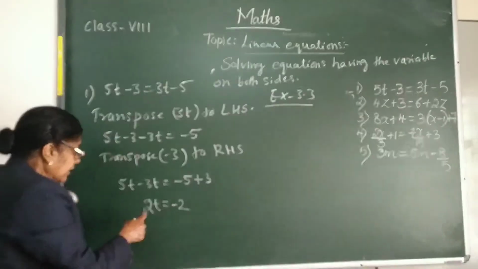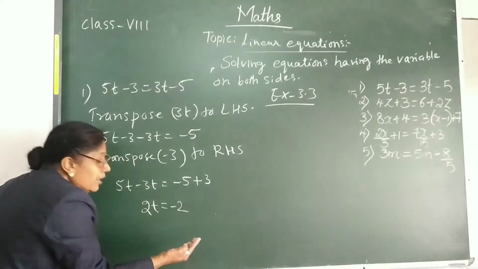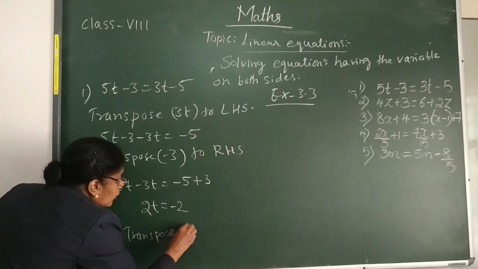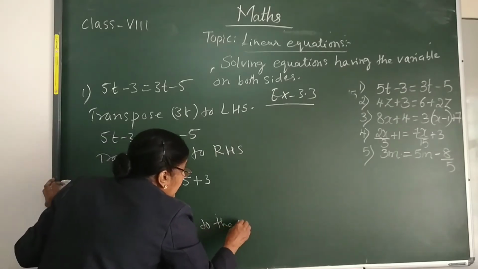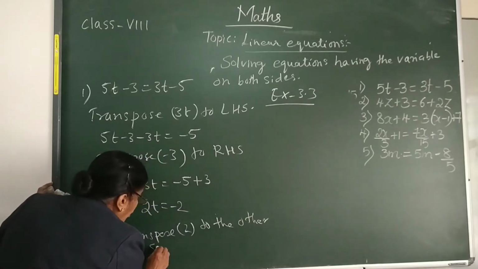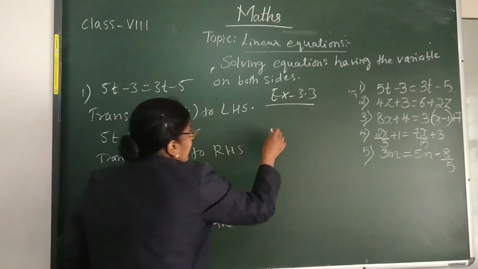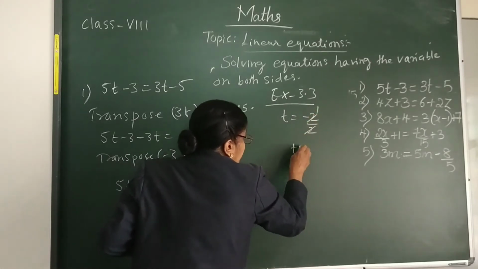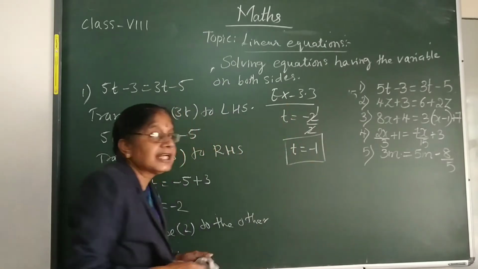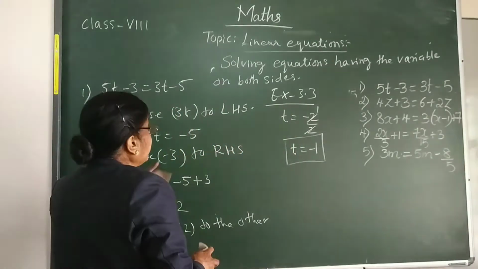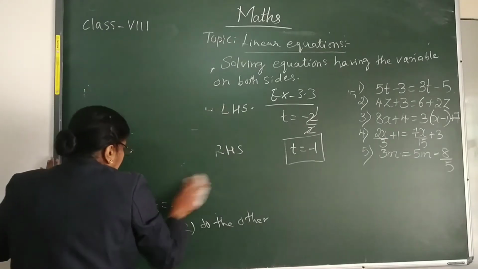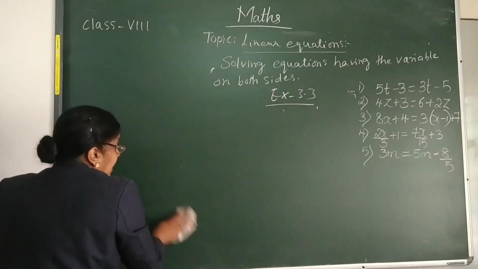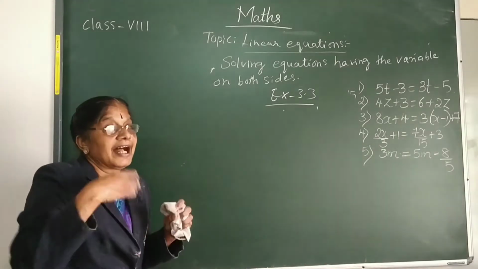Now next what do we have to do? The coefficient of t is 2. So that we should transpose to the other side. So transpose 2 to the other side. What do we get? Let us see. If we transpose 2 to the other side, we get t is equal to minus 2 by 2. 2 ones are 2. So t is equal to minus 1. So this is how we solve the equation. So we came to know how to solve this. So what are we going to do? We are going to keep the variables on one side and constants on the other side. Step by step we have to transpose the terms.